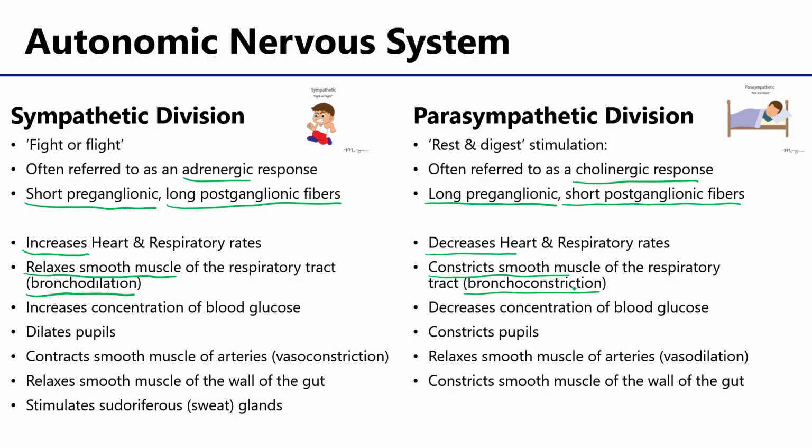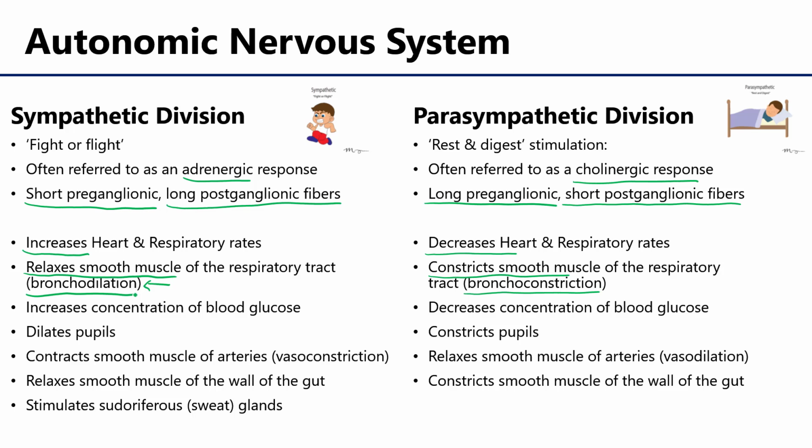So if someone has severe allergies, they may carry an EpiPen, epinephrine, so as to mimic that adrenergic response, so as to bronchodilate in case of exposure to that allergen. Sympathetic stimulation is going to increase the concentration of blood glucose, whereas parasympathetic division is going to decrease the concentration of blood glucose by storing that glucose as glycogen in the liver.